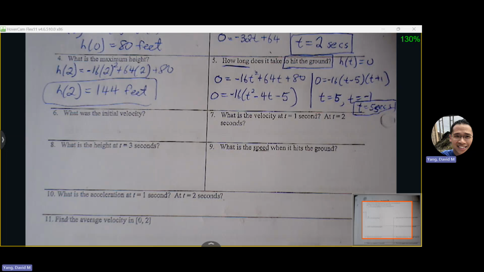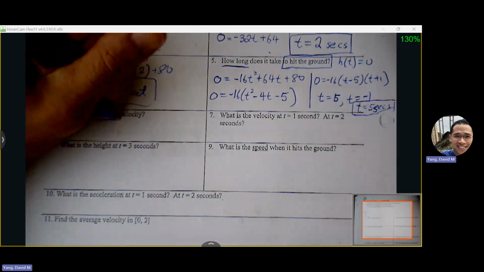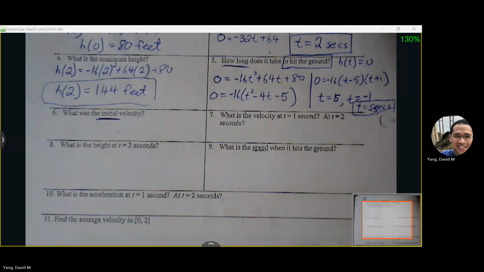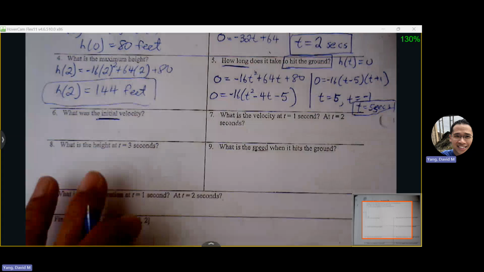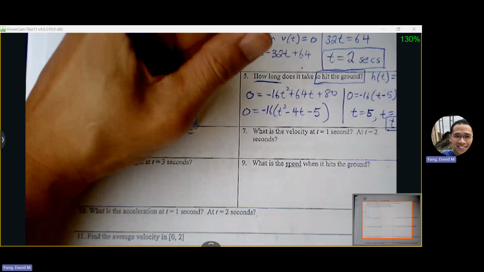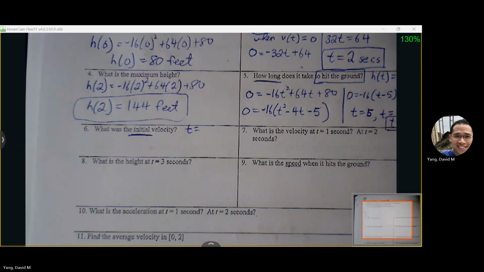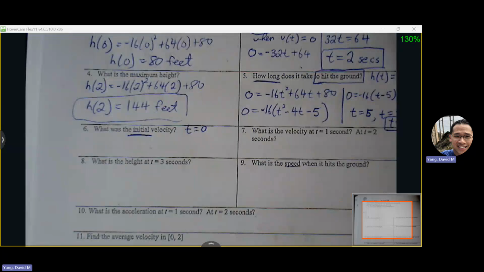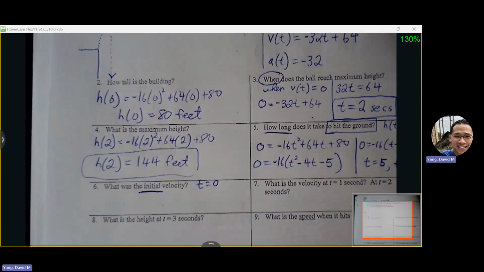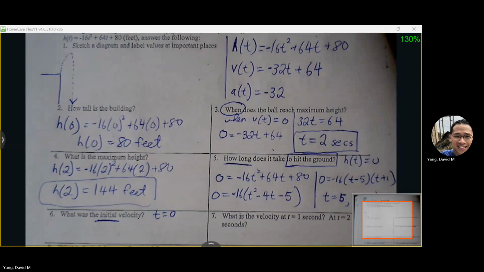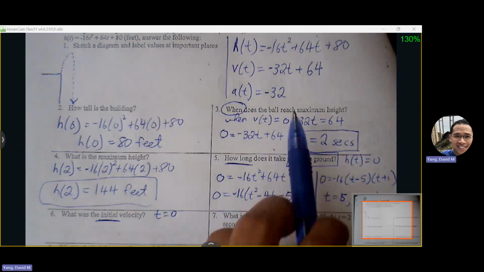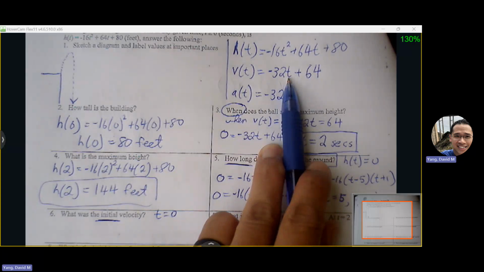Okay, next up, what was the initial velocity? So what does that word mean? What does initial mean? That means the beginning, right? So beginning, that means when t is equal to what? What's initial? 0, right? That's the very start of our problem. So guess what we can do if we want to find initial velocity? Plug 0 in for t of my velocity function, right?